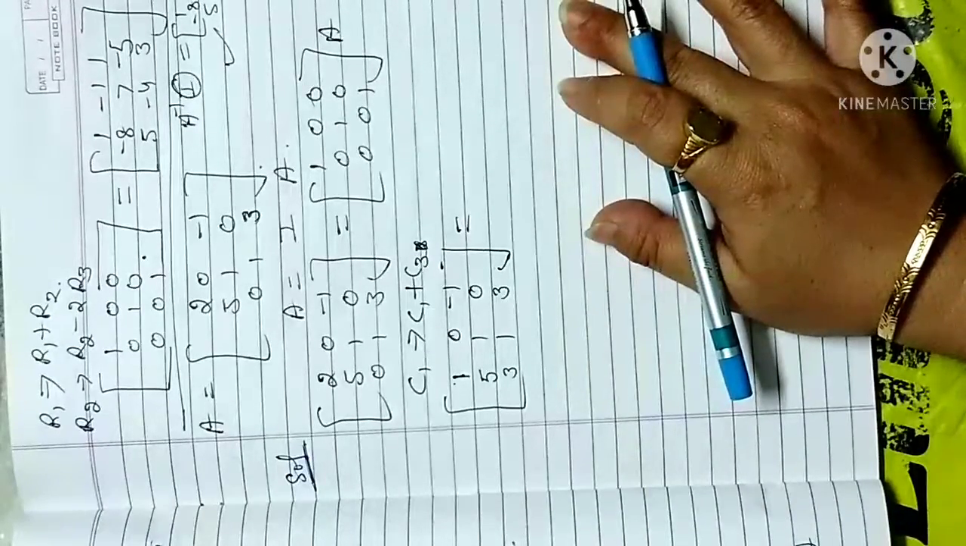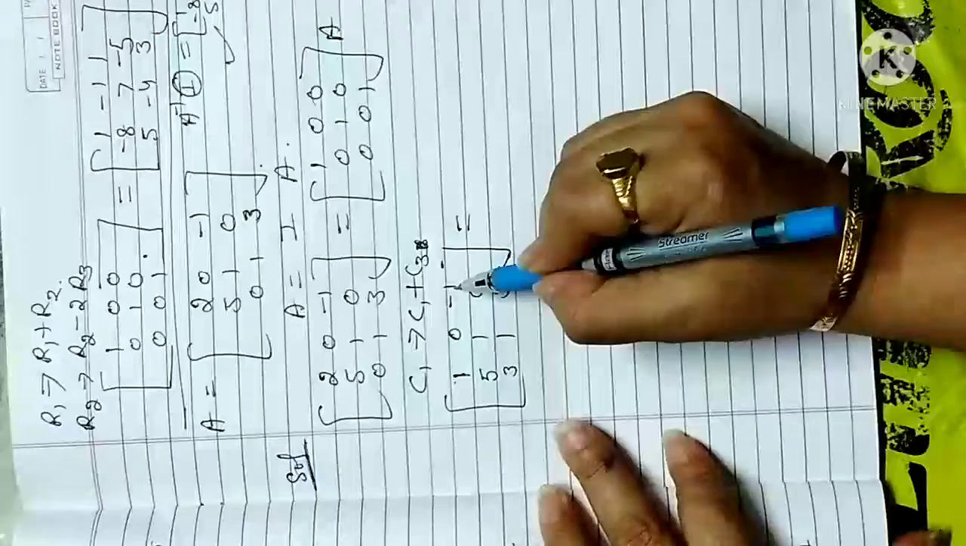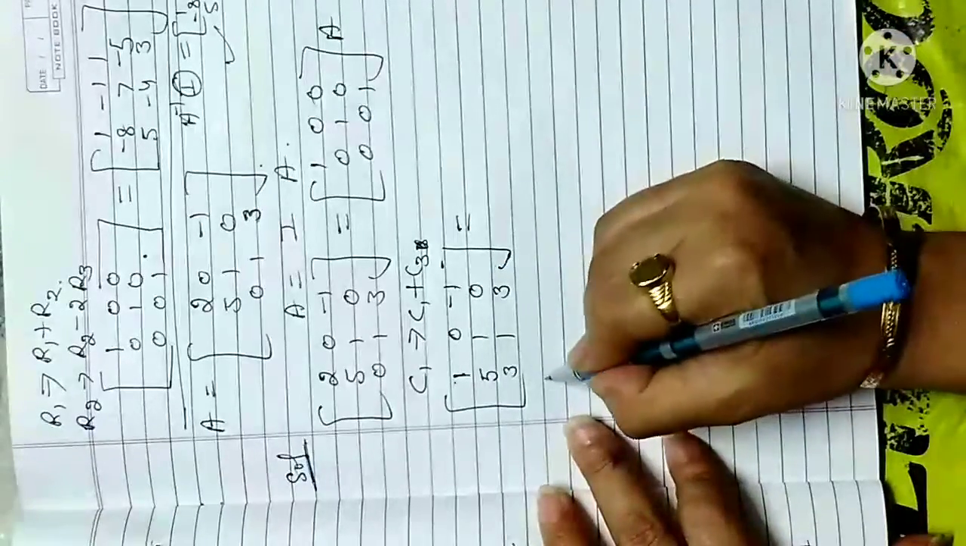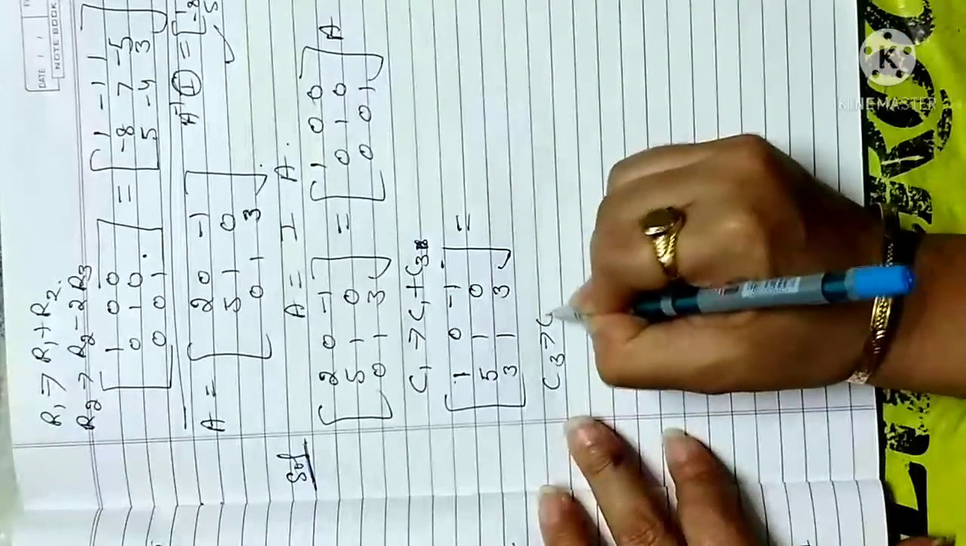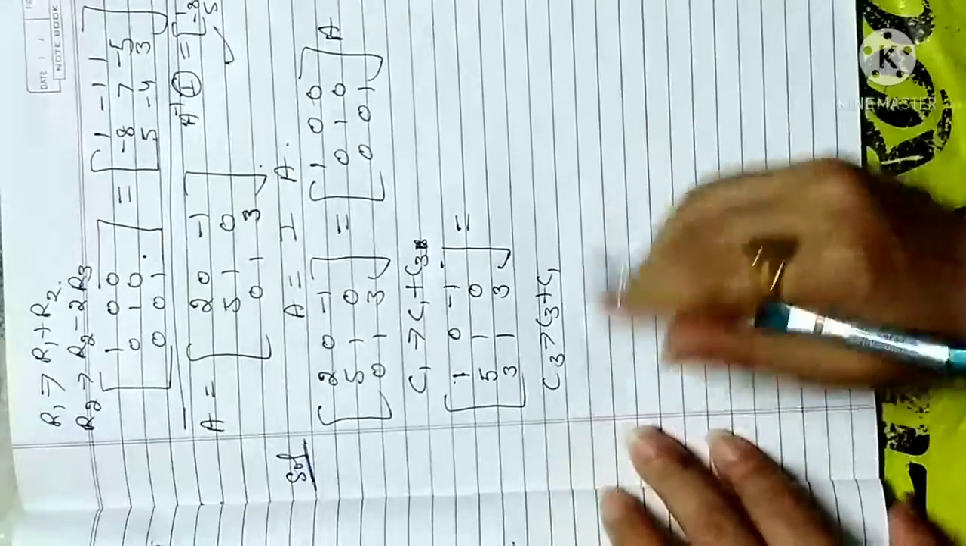Now I go with column 3 plus column 1 again, because I need 0 here. So now I apply column 3 plus column 1.